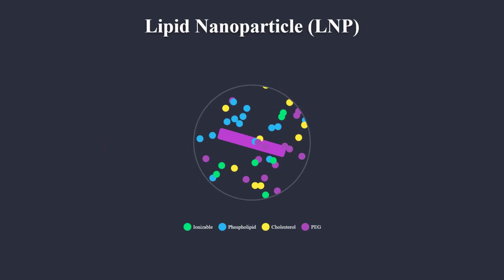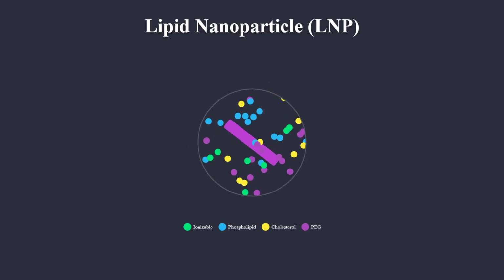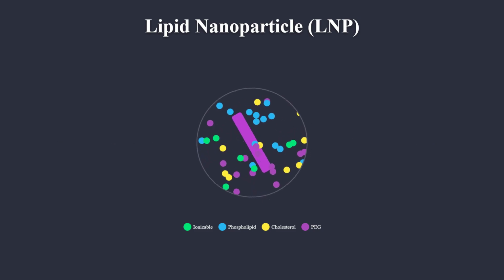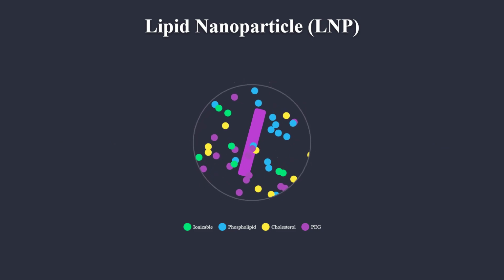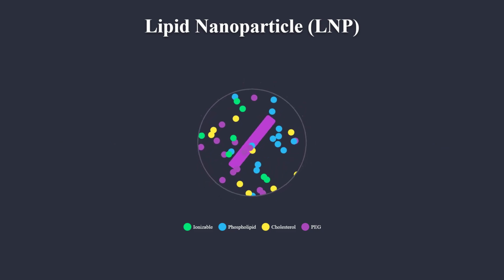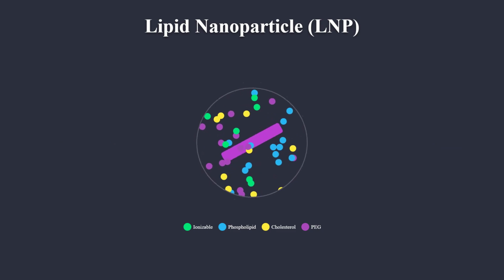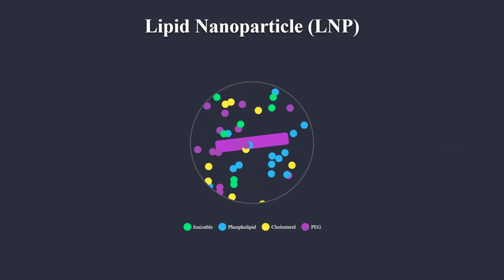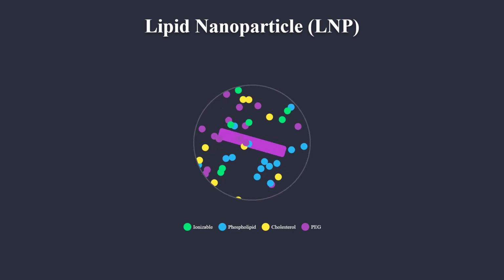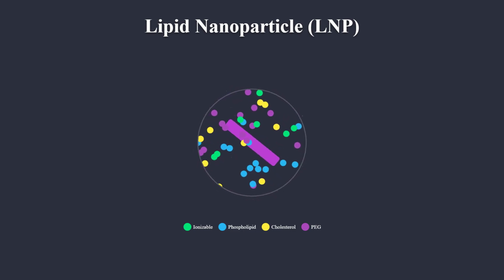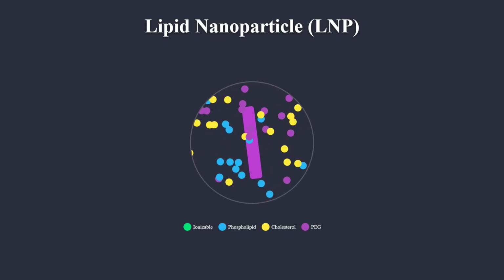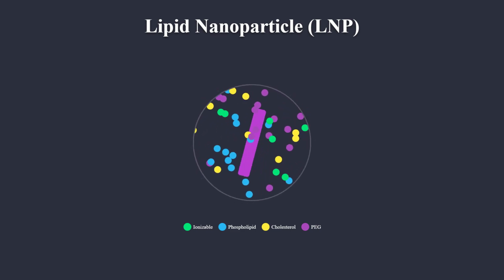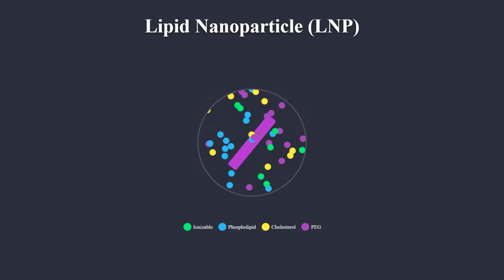The fragile messenger RNA molecule requires protection and precise delivery, achieved by the lipid nanoparticle system, or LNP. LNPs are complex structures composed of 4 distinct lipid classes: ionizable cationic lipids, helper phospholipids, cholesterol, and polyethylene glycolated lipids. The ionizable lipids are positively charged only at an acidic pH, which is crucial for encapsulating the negatively charged messenger RNA during the manufacturing process.